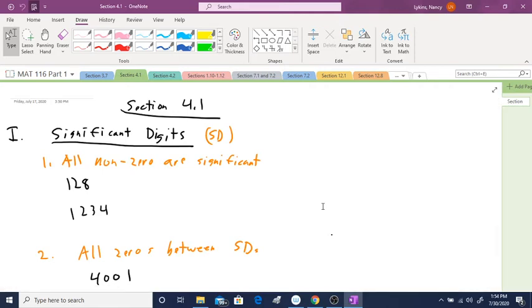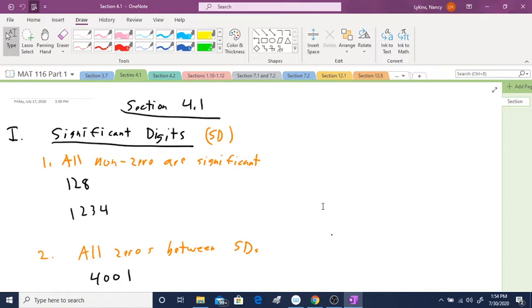Okay, welcome back. Today we're going to talk about significant digits and some rules on significant digits. This section in my Math 116 class is covered in section 4.1. I have about 6 rules that pertain to significant digits, and I've got examples as well of what to expect.